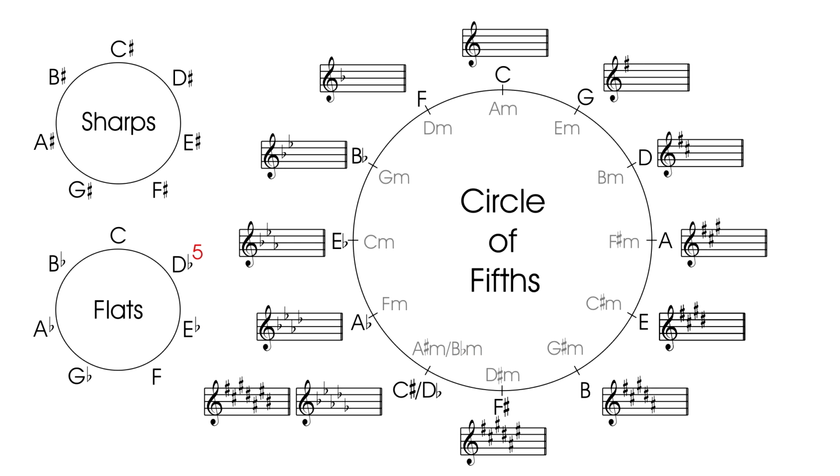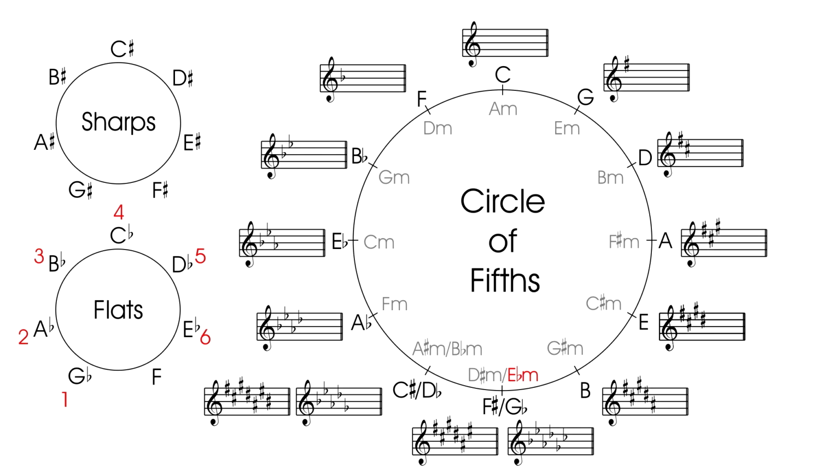If D flat is 5, then 8 is G flat. Count up 4 and lower C to C flat. The key signature of G flat has 6 flats: B flat, E flat, A flat, D flat, G flat, and C flat. 6 up from G flat, the relative minor of G flat major is E flat minor.